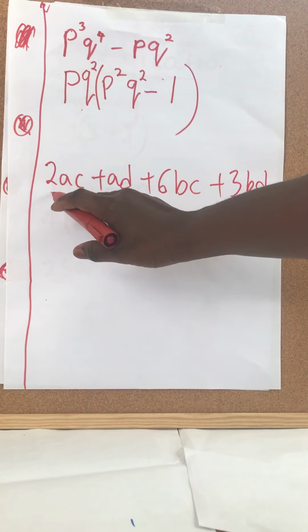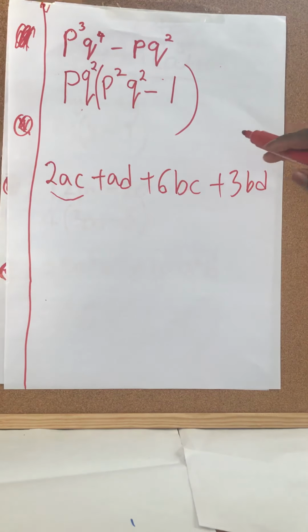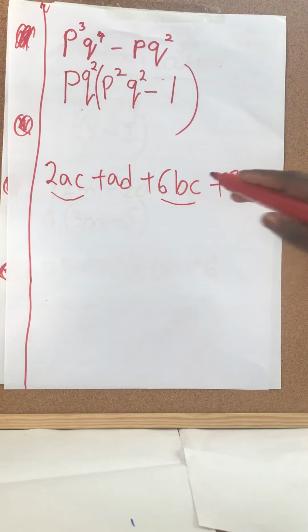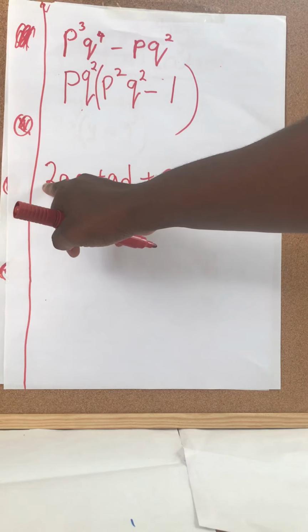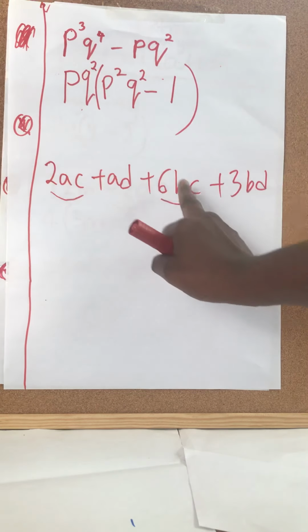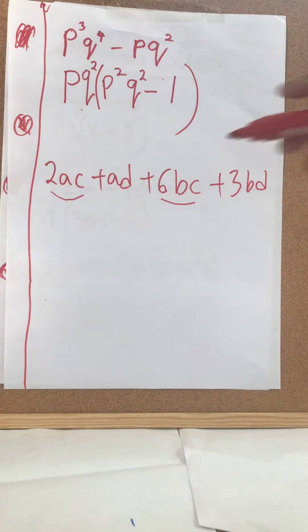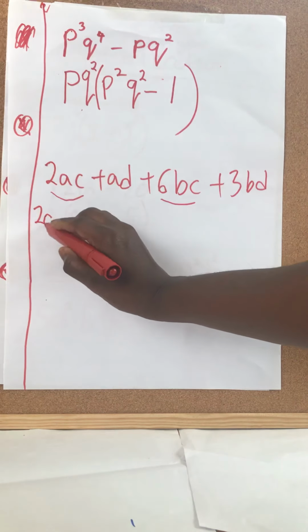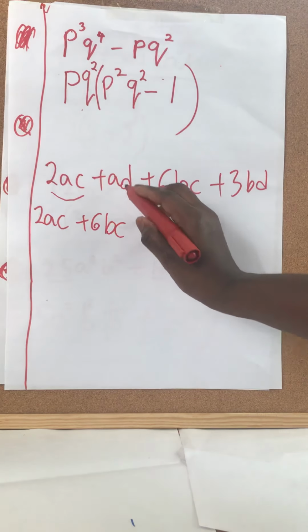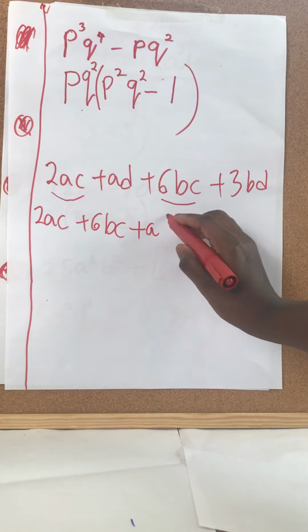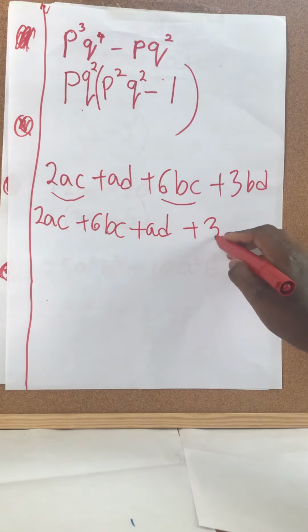My 2AC and my 6BC, they do look alike, because then I could have highest common factor of 2 and 2, and then I can have C and C here. So I'm going to do 2AC plus 6BC, then plus AD plus 3BD.